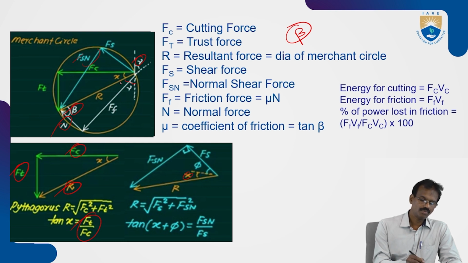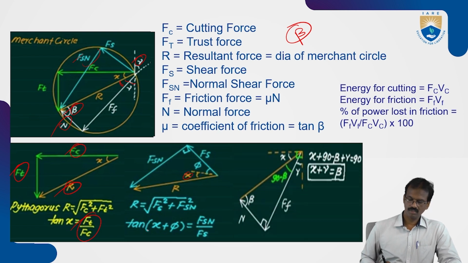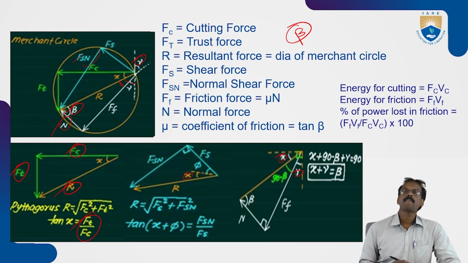Then you have to find out this angle also. That angle you can take like this, because this is x and this one is gamma. Total is equal to 90. Okay.